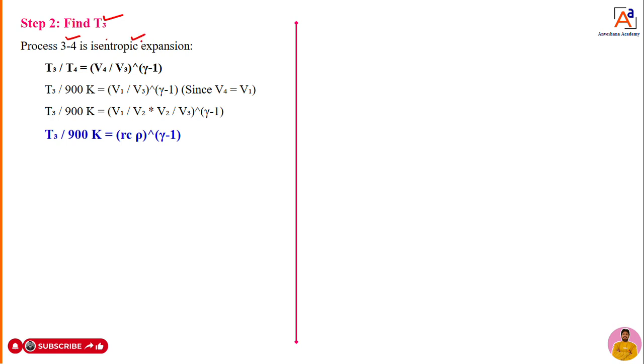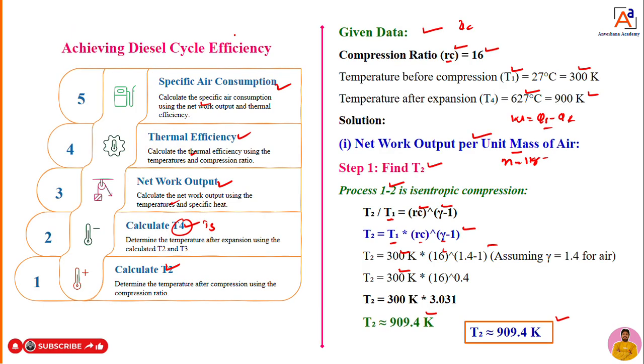Now I will go with the isentropic expansion, that is 3 to 4. So how can I write it now? Variation of temperature: T3 by T4 is equal to V4 by V3 to the power of gamma minus 1. What is T3? I don't know, I will keep it as it is. But T4 he has given in the problem itself, that is 900 Kelvin. Then V4 by V3. You can see the figure, dear students, where V4 is equal to V1.